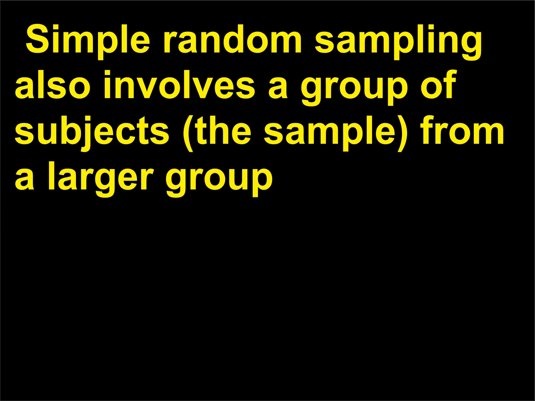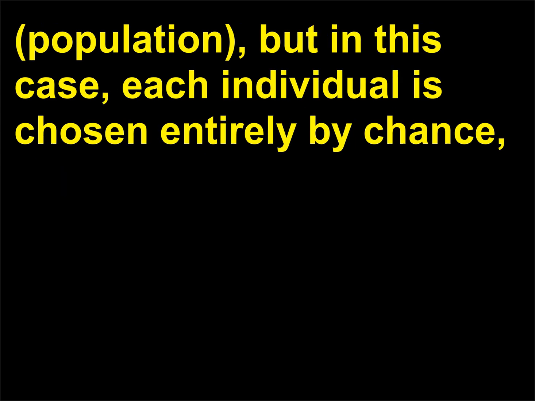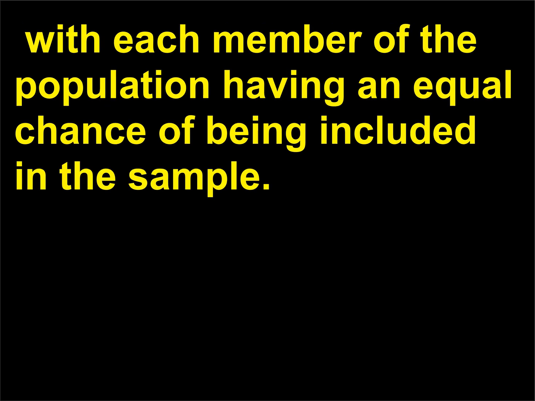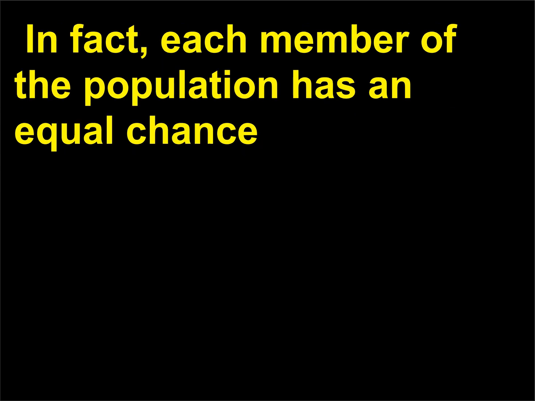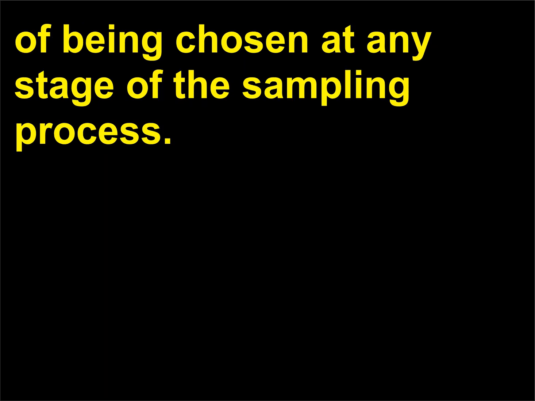Simple random sampling also involves a group of subjects, the sample, from a larger group, the population, but in this case, each individual is chosen entirely by chance, with each member of the population having an equal chance of being included in the sample. In fact, each member of the population has an equal chance of being chosen at any stage of the sampling process.